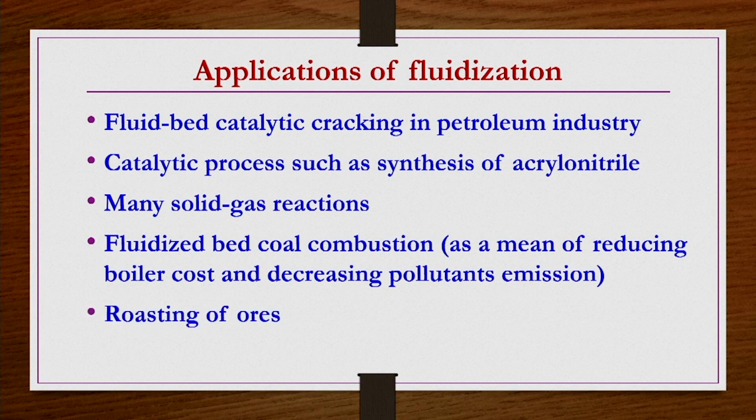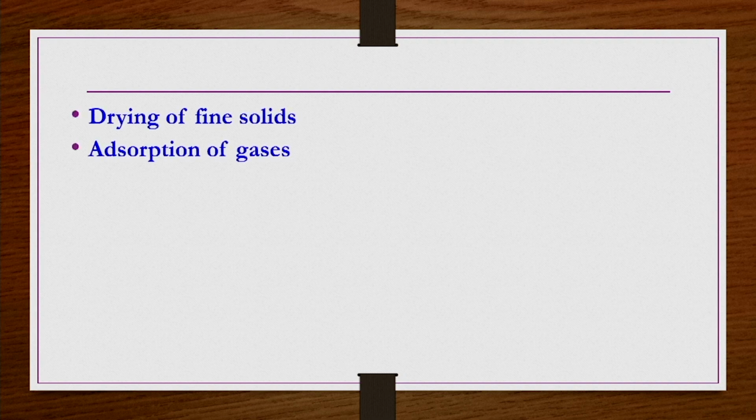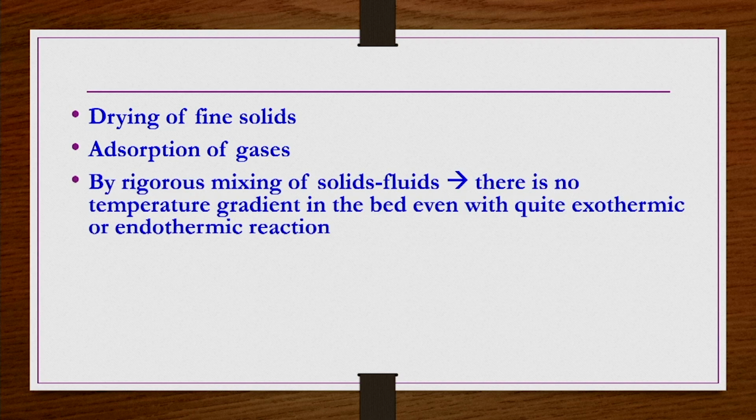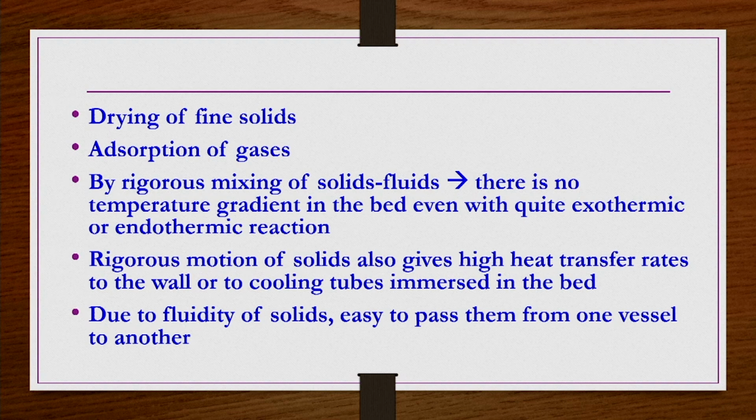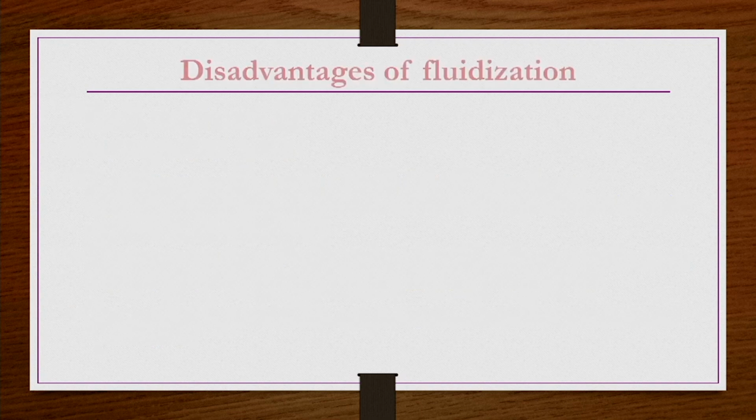Fluidized bed coal combustion is also used as a means of reducing boiler cost and decreasing pollutant emissions. Fluidized beds are also used for roasting of many mineral ores before the subsequent unit processes, drying of fine solids, and adsorption of several gases, and there is rigorous mixing of solids and fluids. Because of that, there is no temperature gradient in the bed, even with quite exothermic or endothermic reactions. Rigorous motion of solids also gives high heat transfer rates to the wall or to the cooling tubes immersed in the bed. And due to the fluidity of solids, the particles are easy to pass from one vessel to other vessels.